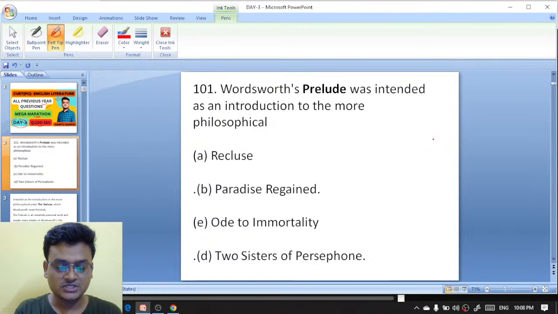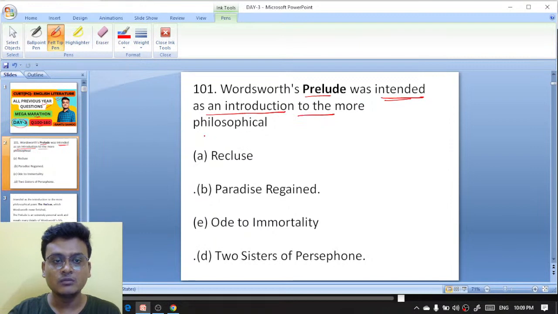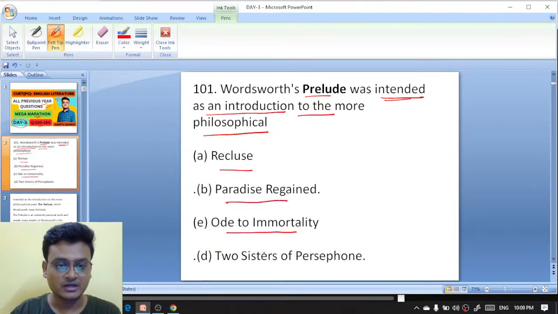Okay, so let's begin the session here. The first question is: Wordsworth's Prelude was intended as an introduction to the more philosophical poem. What was the name of that poem? Recluse, Paradise Regained, Ode to Immortality, or The Two Sisters of Persephone?